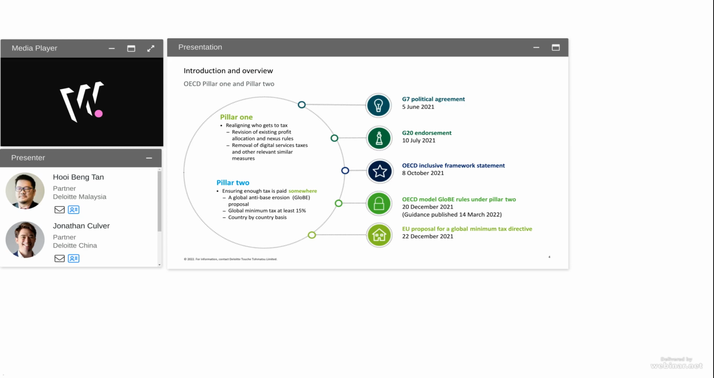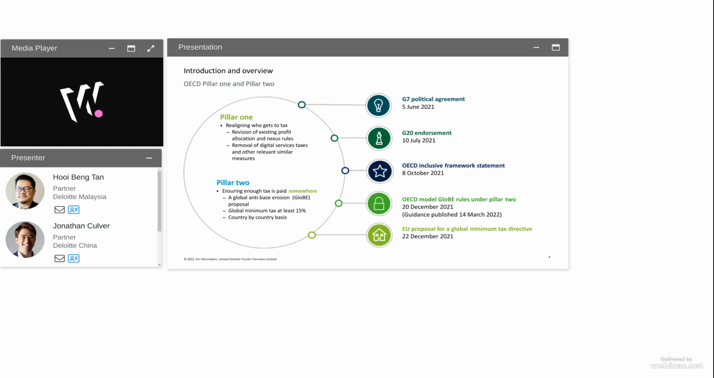And Pillar 2, of course, you'll recall, is the global minimum tax that's set at 15% on a country-by-country basis. These rules require domestic legislation, so even though we do have model rules released by the OECD, they require domestic legislation to be implemented in each country to enact the Pillar 2 rules. So it really is a waiting game to see who will go first, which country will have these in place in order for the rest to follow.